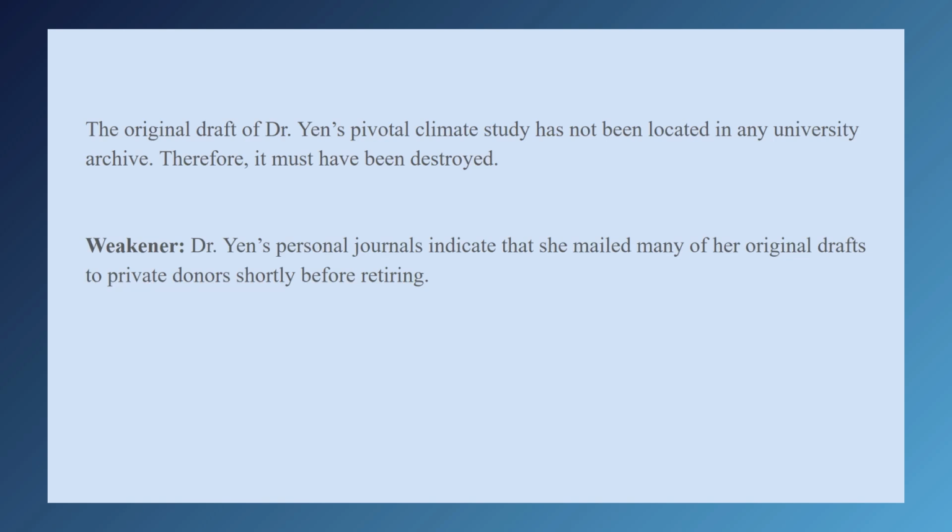Dr. Yin's personal journals indicate that she mailed many of her original drafts to private donors shortly before retiring. This adds a specific and plausible third place that the draft could go. It could still exist, so it has not been destroyed, but it could be in private hands, not a university archive. That is a way to clearly weaken the original conclusion by exposing that it is based on a false dichotomy and there is actually a third option.